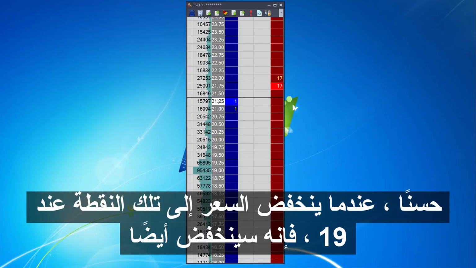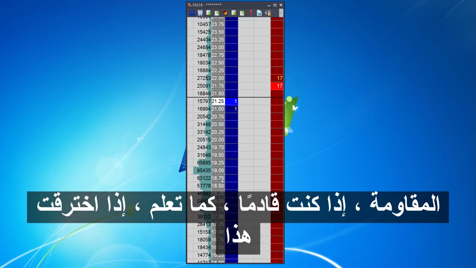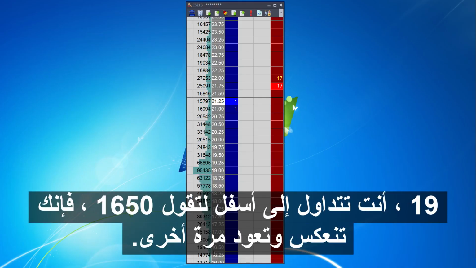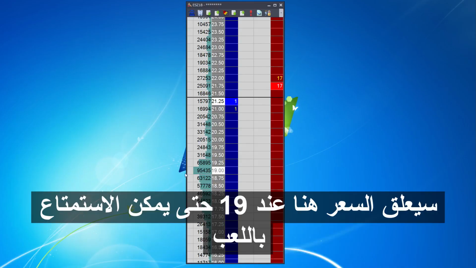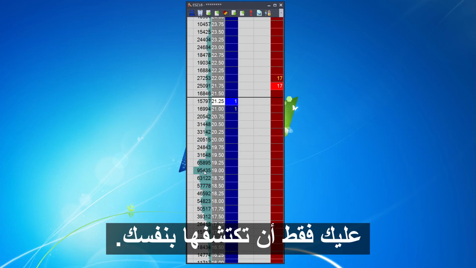Well, when the price trades down to that point at 19 even, it's going to get stuck there. This is going to be somewhat support or resistance. If you're coming up, if you break through this 19, you trade down to, say, 16.50, you reverse and come back up, the price will get stuck here at 19 even. So a play can be had around that. You just have to sort of figure it out for yourself.